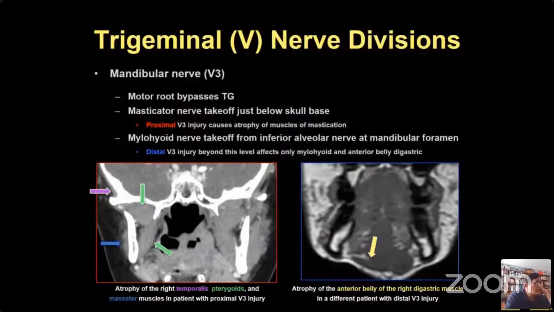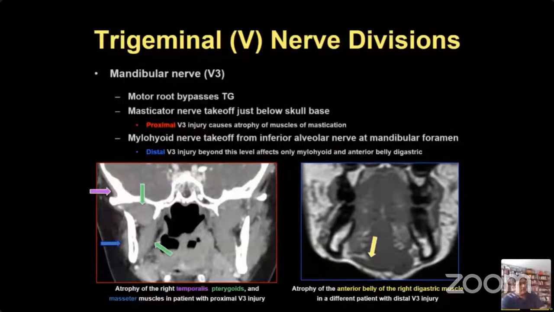Then you can look at the pterygoid muscle. And that's the lateral pterygoid, that's the medial pterygoid, and that's the masseter muscle. And you can see that there's a relative diminution in size of all these muscles, and that's because of the lesion of the fifth cranial nerve. Now, this is because of the proximal lesion of the fifth cranial nerve.